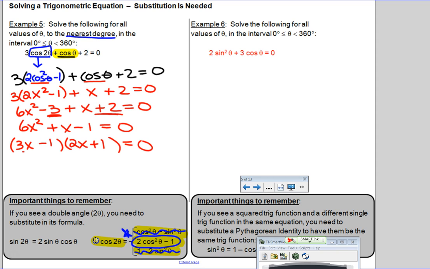So 3x times 2x is 6x squared. 3x times 1 is 3x, and negative 1 times 2 is negative 2x, and it adds up to 1x, and negative 1 times 1 is negative 1. So that actually checks out if I were to FOIL it or double distribute it out. So that does in fact factor, but you could do the AC method, like I said, or quadratic formula.